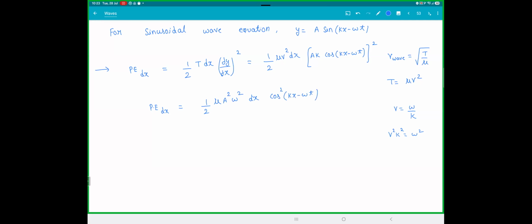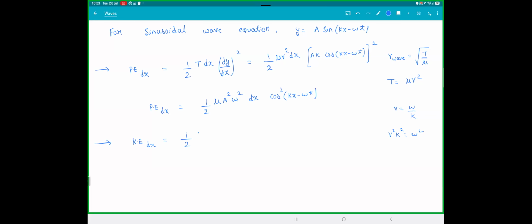This is your potential energy changing with x and time. It's not constant. Can you see how it is fluctuating? It's a cos square function. So if they ask you to find the potential energy for a segment somewhere, this is how it is varying there. Same thing if I do for kinetic energy. I know it will be equal, but let me prove it.